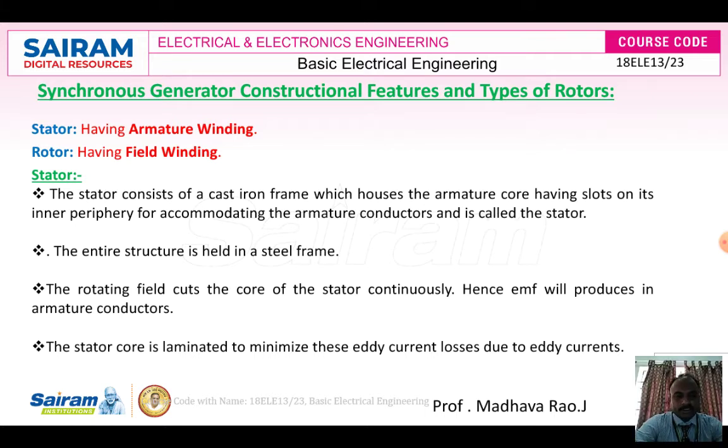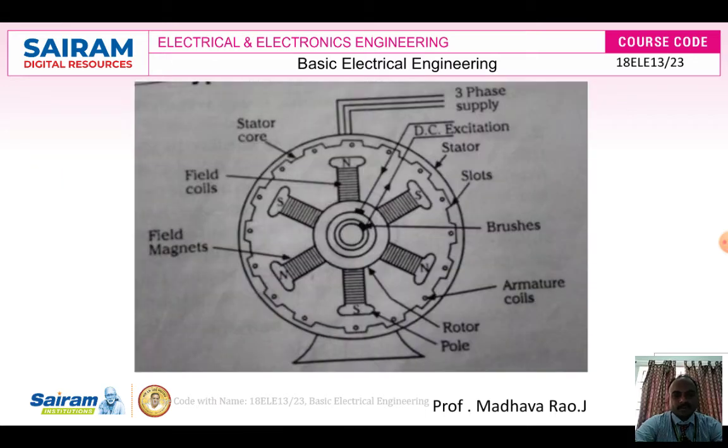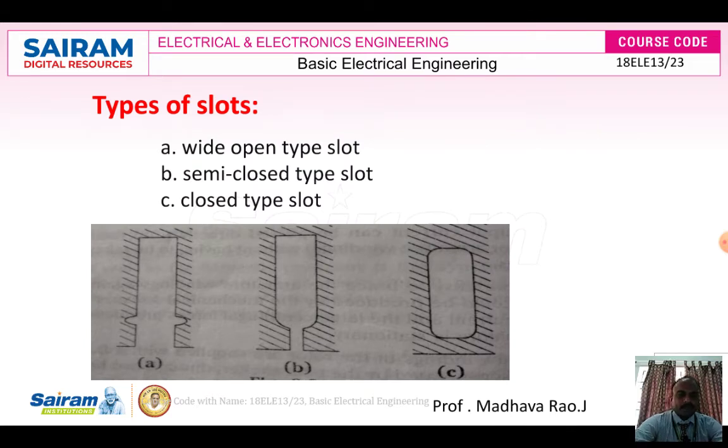Next, the stator has three types of slots: wide open type, semi closed type, and closed type. These are three different slots we have. The advantage of wide open type slots is that we can easily insert the armature winding, but the disadvantage is that magnetic flux distortion will be more. Due to that, the output voltage will have some harmonics, so it will not produce a smooth sine wave.